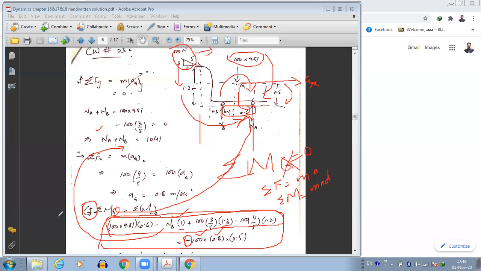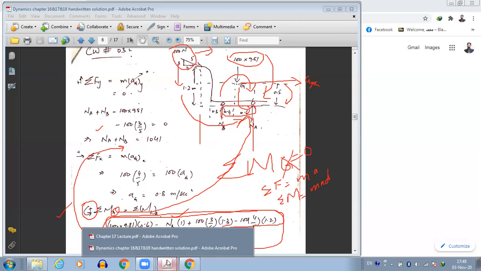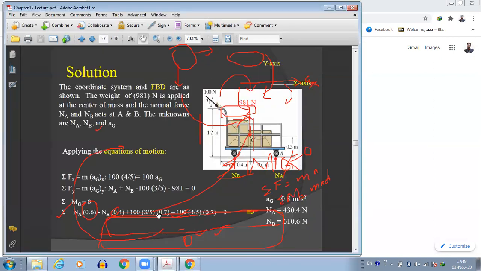Here it is done by taking the moment at A. In the lecture slides, the same problem is done by taking the moment at G. And you can also do this problem by taking the moment at B. So you can take the moment at B, A, or G, all will give you the same answer.